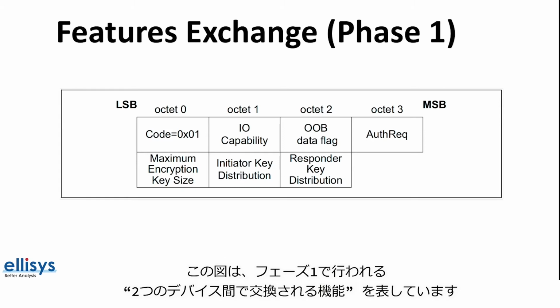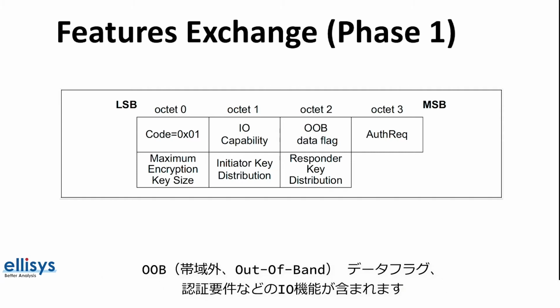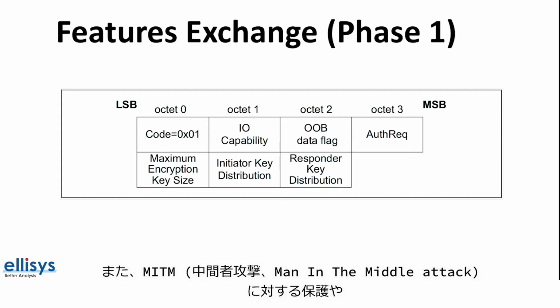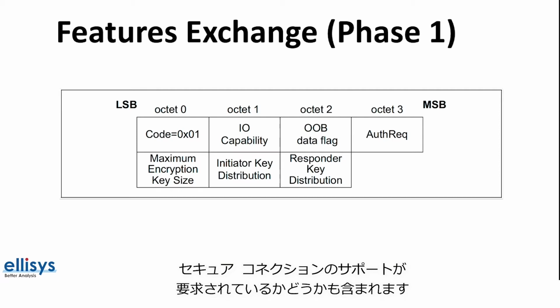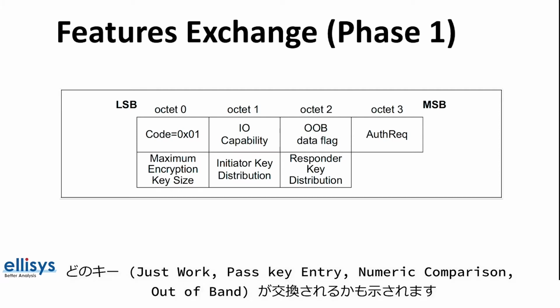Here are the features that get exchanged between the two devices during phase 1 and include the following: I/O capabilities for the devices such as the existence of a display, a keyboard, or yes and no keys, the out-of-band flag, as well as authentication requirements. Some of these authentication requirements include whether bonding is requested or not, also whether man-in-the-middle protection is requested, as well as the support of secure connections. And finally, we have the maximum encryption key size and which keys to be distributed between the two devices.